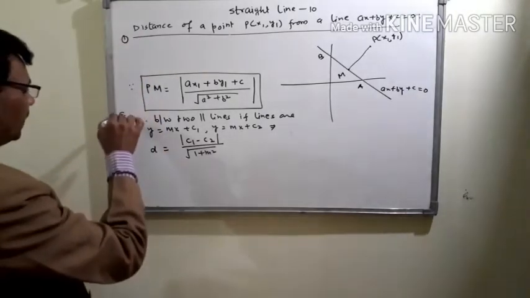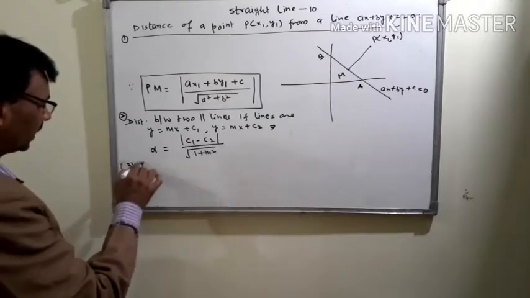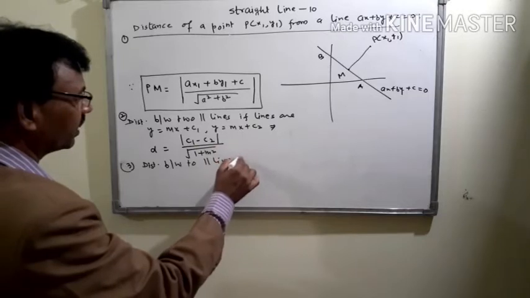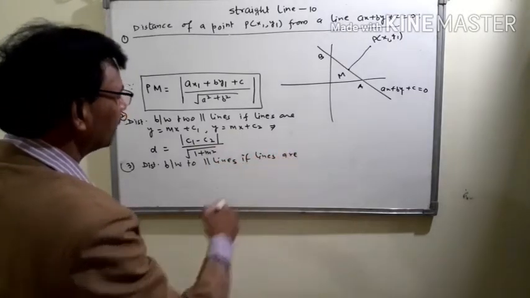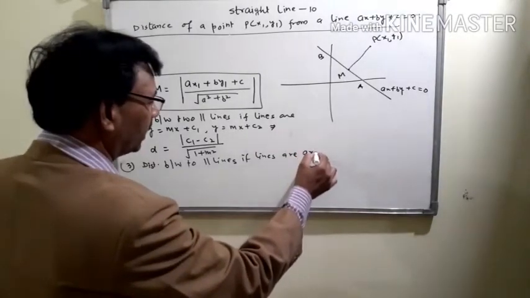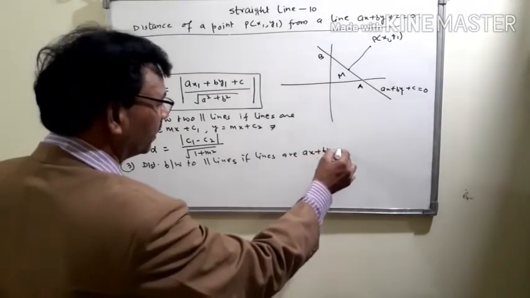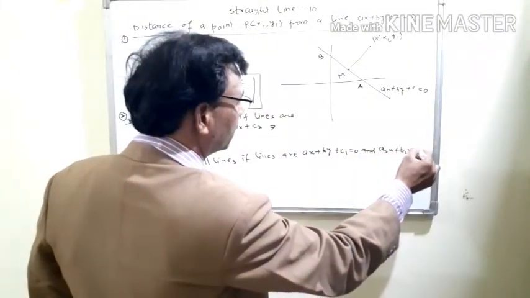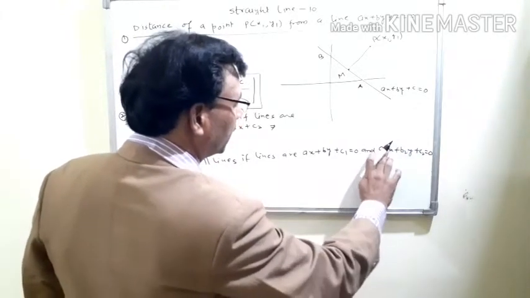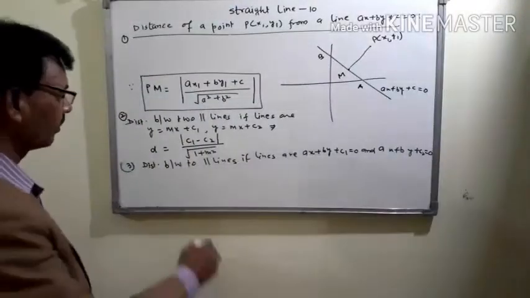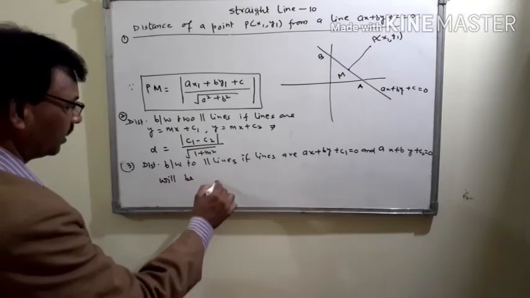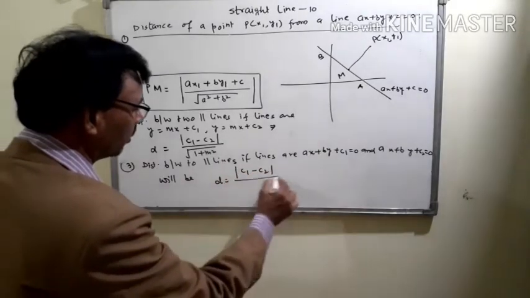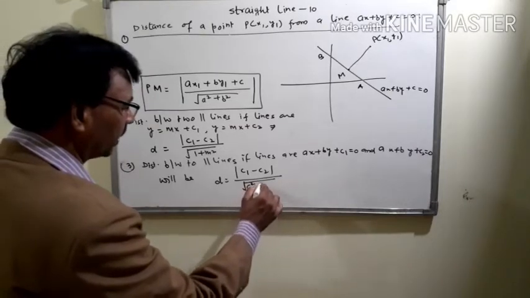This is the first, this is the second, and third, distance between two parallel lines, if the lines are given in the form ax plus by plus c1 equal to 0 and ax plus by plus c2 equal to 0, will be d equal to, if the distance is denoted by d, mod of c1 minus c2 whole upon root under a square plus b square.